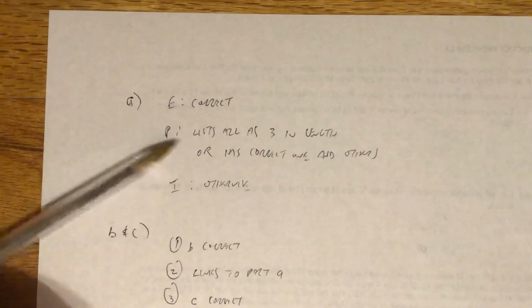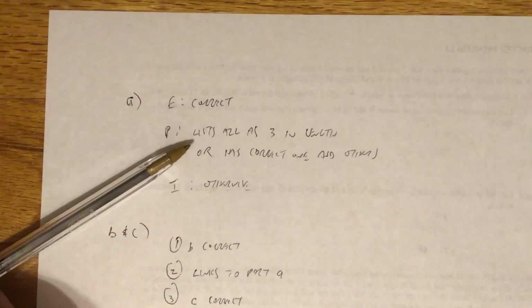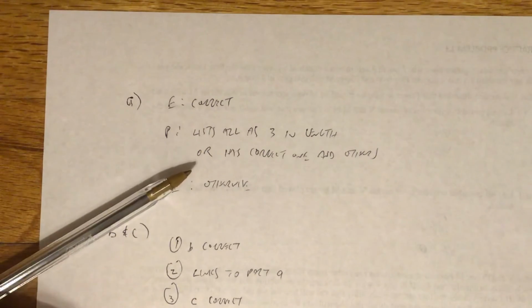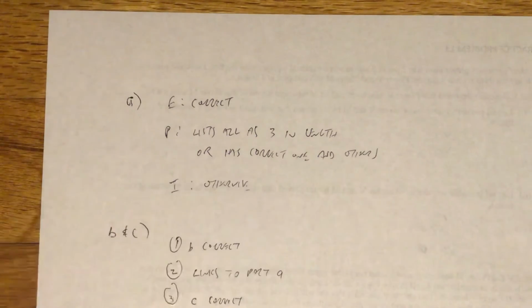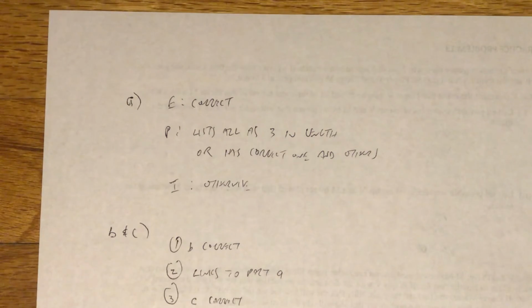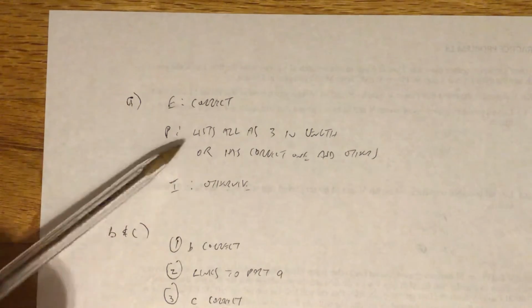But the partially correct was all your lists are 3 in length. So you have the correct ones in there, but you made them all 3 in length. So it's kind of a weird thing. Or you have the correct ones and have some other ones in there as well. So if you somehow came up with the correct ones and just had others, they gave you a P. Like I said, this rarely happens.